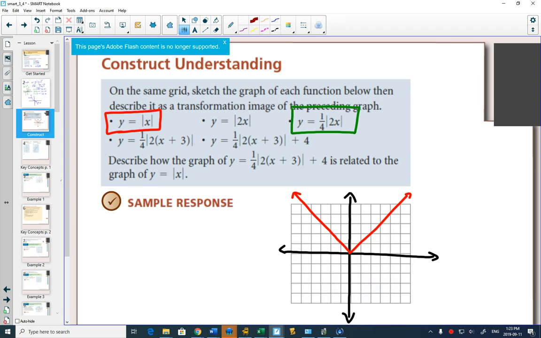Can you see that in that third one we have a vertical compression? There's a 1/4 in front. And we have a horizontal compression with a 2 inside. Your x values will be multiplied by a half.